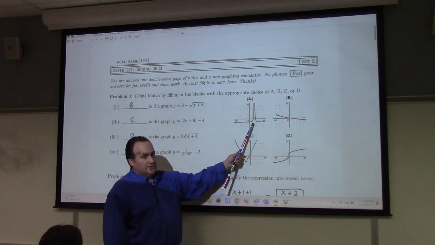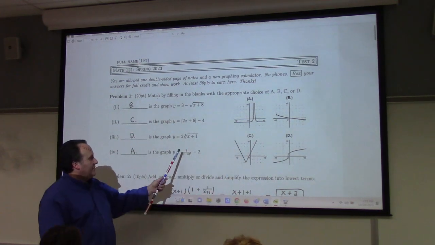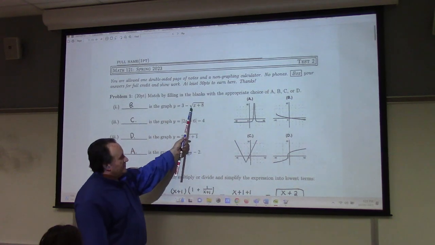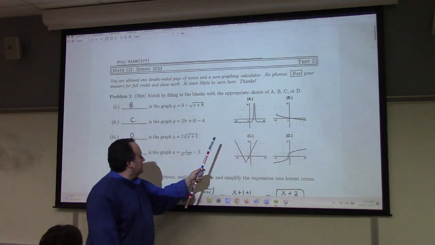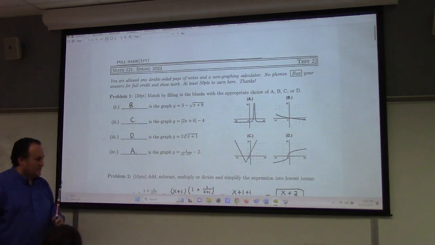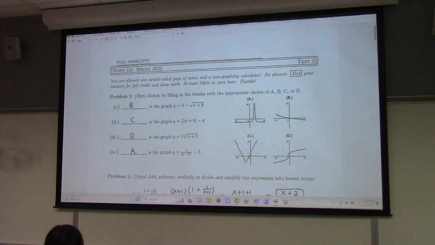That's a volcano function, that one. That is an upside down square root, so that must be that one. That's a cube root. It's got to be that one. Absolute value, it's got to be that one. There you go. Of course, I could spice it up and give you 2 cube roots, so you'd actually have to think about the transformations too, but you know.